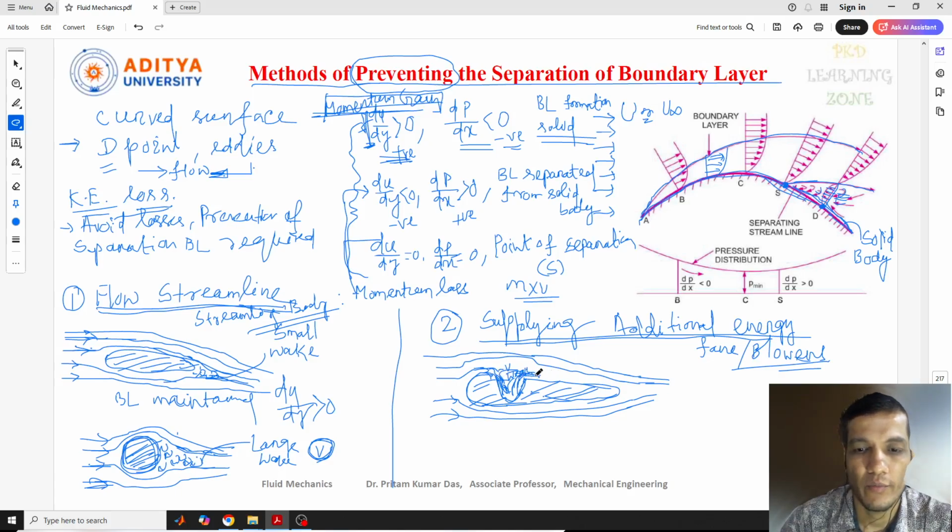The velocity difference should be maintained properly so that we can maintain the energy, and due to that we can avoid the boundary layer separation. We can avoid the boundary layer separation by this.